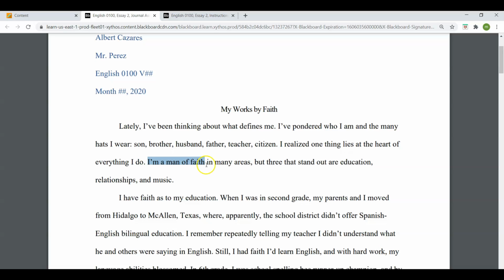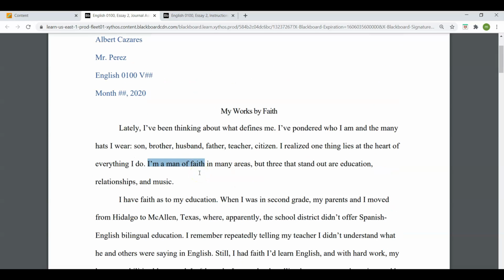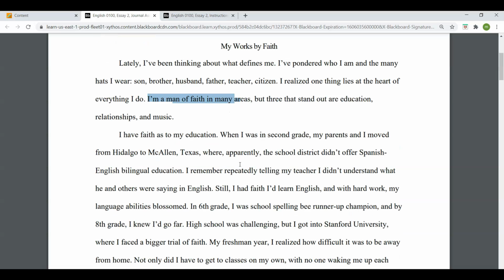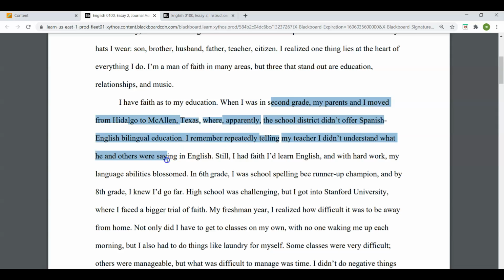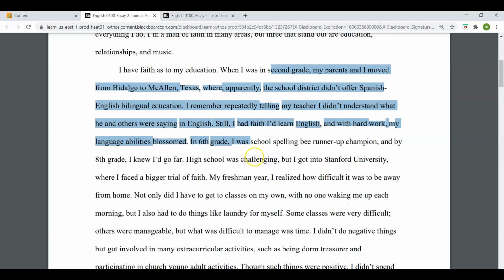Now, notice that my essay is not a story. It's easier just to look at it, right? So notice, I have faith as to my education. What do I begin with? When I was in second grade. So yes, I'm telling a story, but I'm telling a story inside this paragraph. What happened when I was in second grade? My parents moved from one place to another. The whole bilingual education thing, there wasn't any. Learning English was an act of faith, right? I had to figure out how to speak that language, and in sixth grade it all paid off.